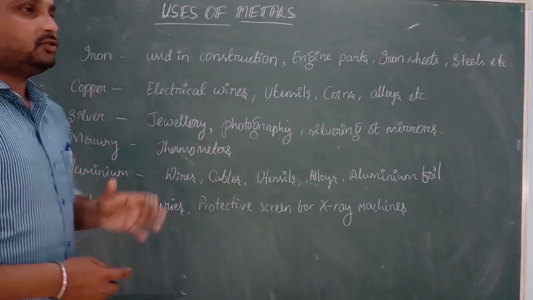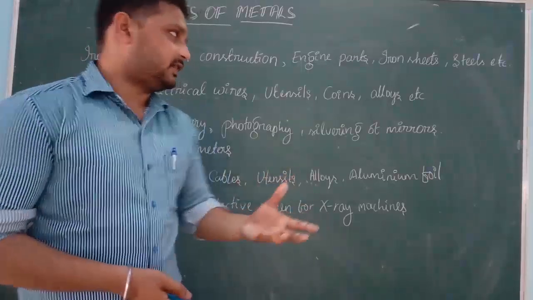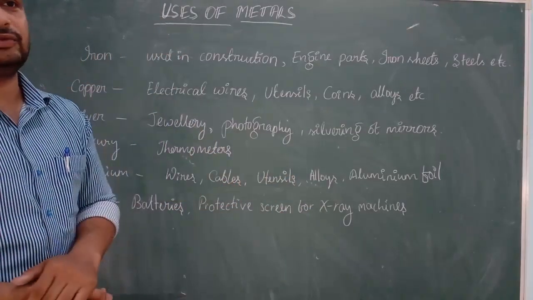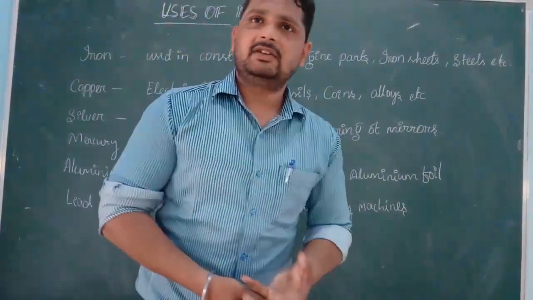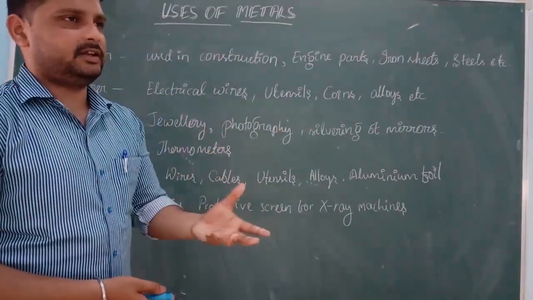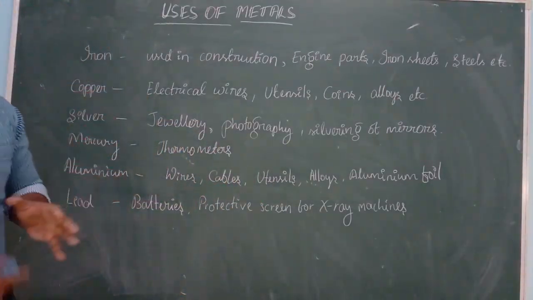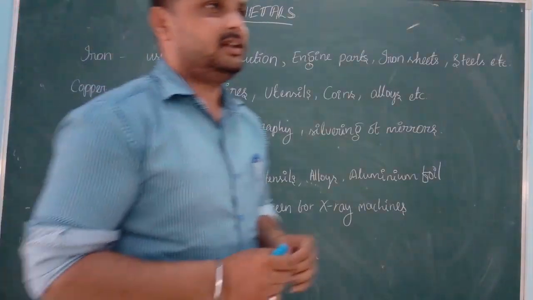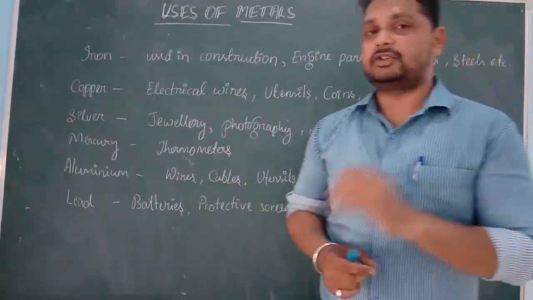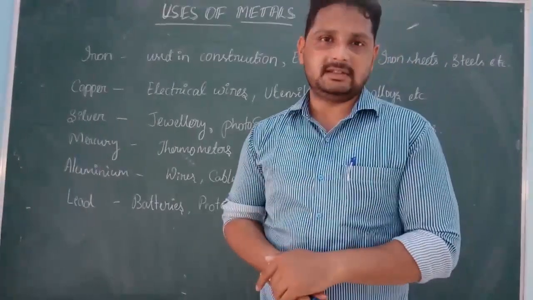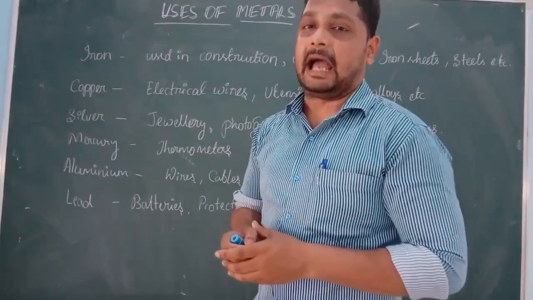Iron is mostly used in construction and in making engine parts of various engines. Iron sheets are used to build anything. It is also used for the manufacturing of steel. In a lot of things, iron is used. Similarly, copper is used in electric wires, the wires through which electricity is carried are made of copper. It is also used for making utensils, coins, and different alloys.